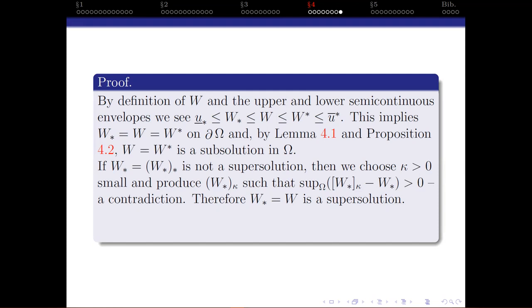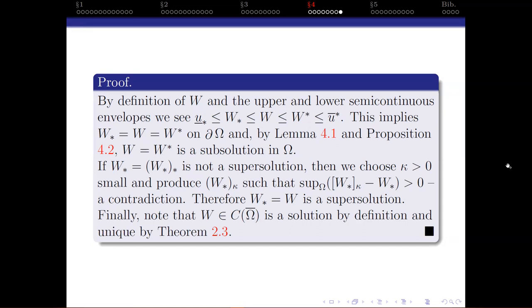So one observation that we have to make here is that if I take W, lower semi-continuous regularization, the lower semi-continuous envelope, and then I take the lower semi-continuous envelope of that, just like we said before in a previous observation, they must be equal. So if we assume that that function is not a supersolution, then we can appeal to our bump construction. We can choose kappa and we can produce a function W lower semi-continuous envelope kappa, which is actually larger than the function W, and that's a problem. It causes us to have a contradiction because the way we've chosen W, it has to be a supremum. So because of that, we arrive at the observation that W and W lower semi-continuous envelope must be the same, and they must be a supersolution.